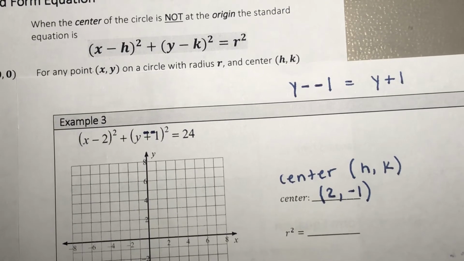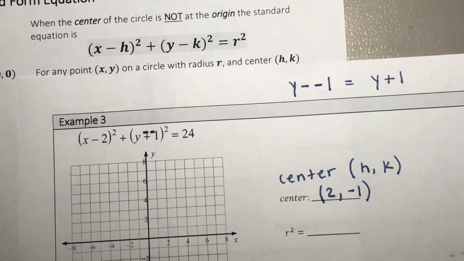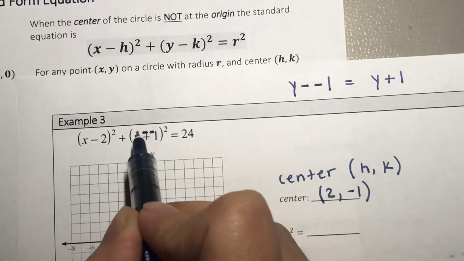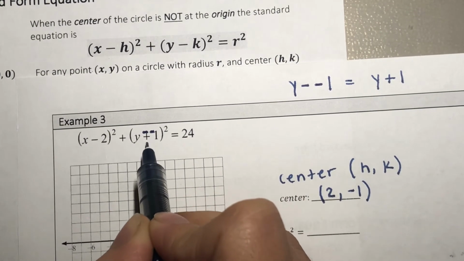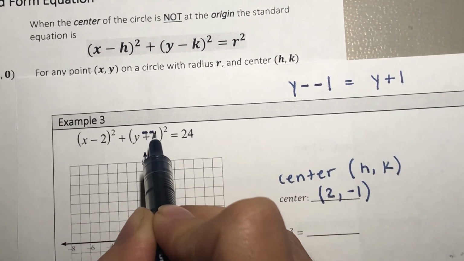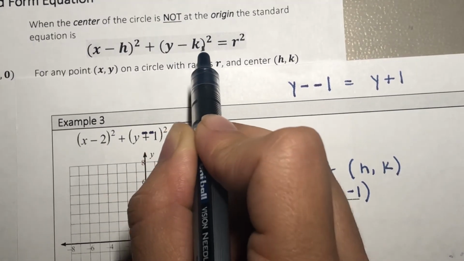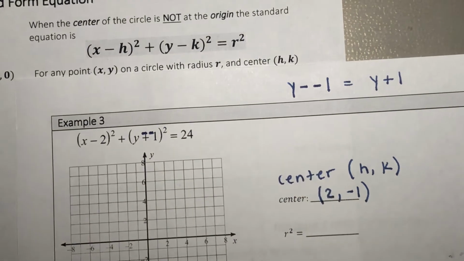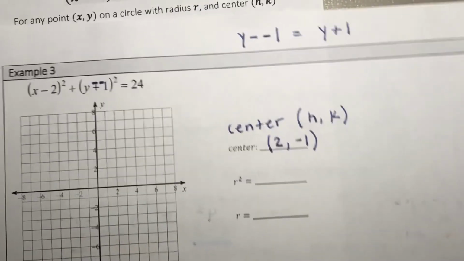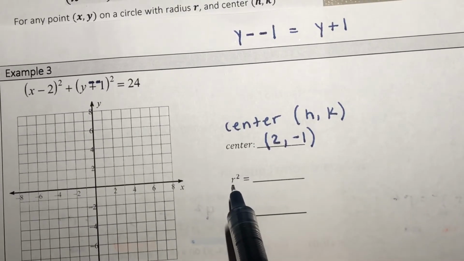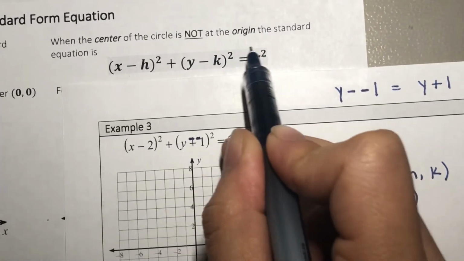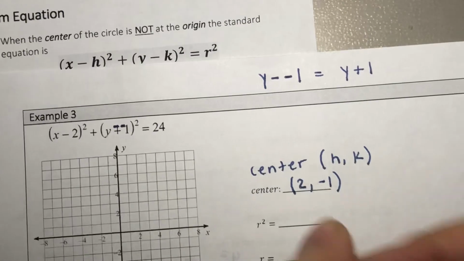Now that can be a little tricky, so just be very careful. Anytime you see a plus, change it to minus a negative, because it should be y minus a number. All right. Now let's identify the r squared. So the r squared would be this 24.